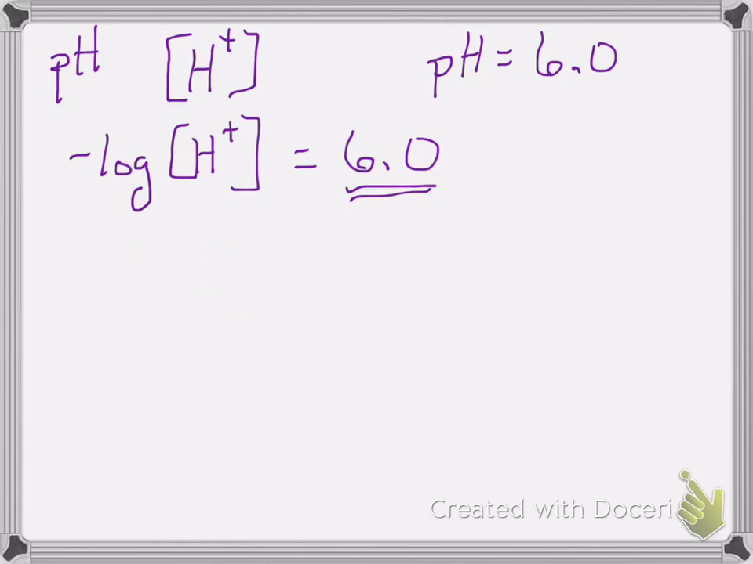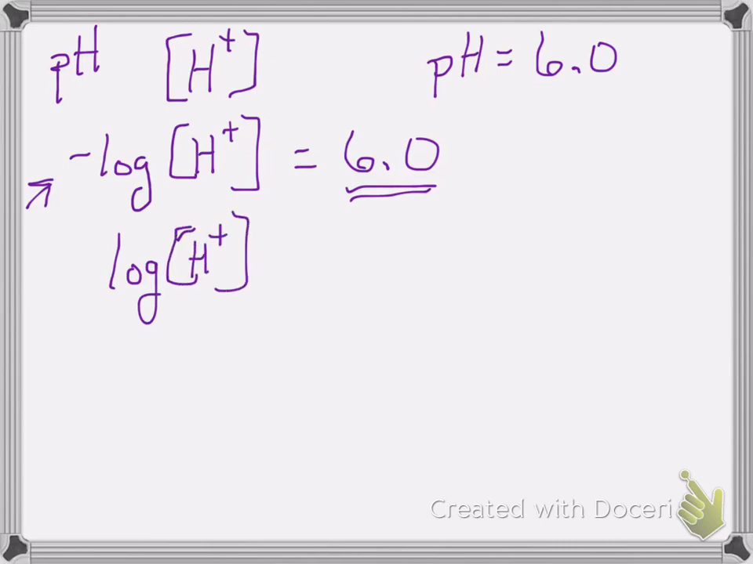Let me get rid of the old markings, and we're going to do it. The first thing is I'm going to get rid of this negative out here where it says negative log. I'm going to do that by multiplying both sides by -1. By doing that, this becomes positive on this side.